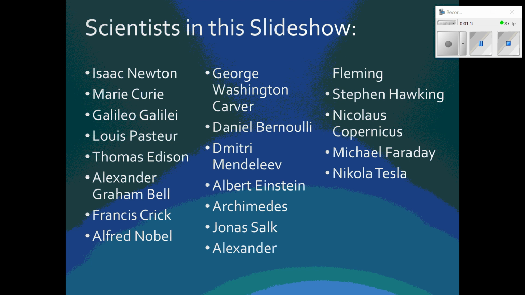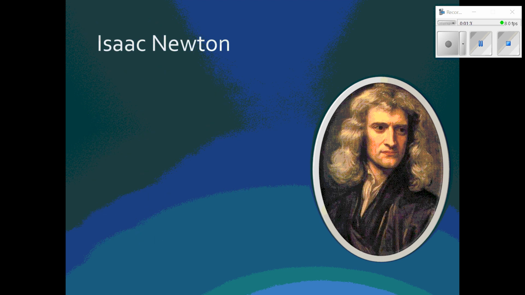And again, you're going to be researching important things in their life, when they were born, when they passed away, where they went to school, what they're known for and how they contributed to science. We're going to go over a few of these scientists today, and we're going to start with Isaac Newton.